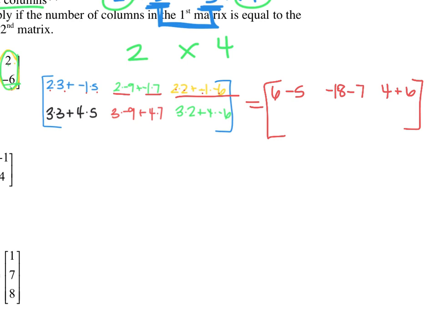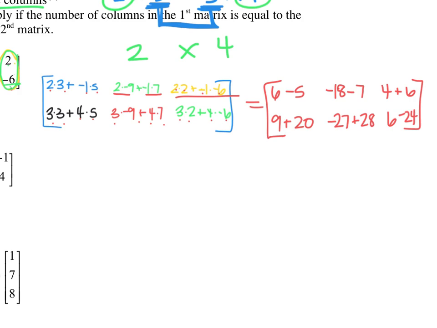For the second row, 3 times 3, that's 9. Plus 4 times 5 is 20. The next one, 3 times negative 9 is negative 27, plus 4 times 7, so it's going to be plus 28. And then the last element, 3 times 2 is 6. 4 times negative 6 is negative 24, so minus 24.